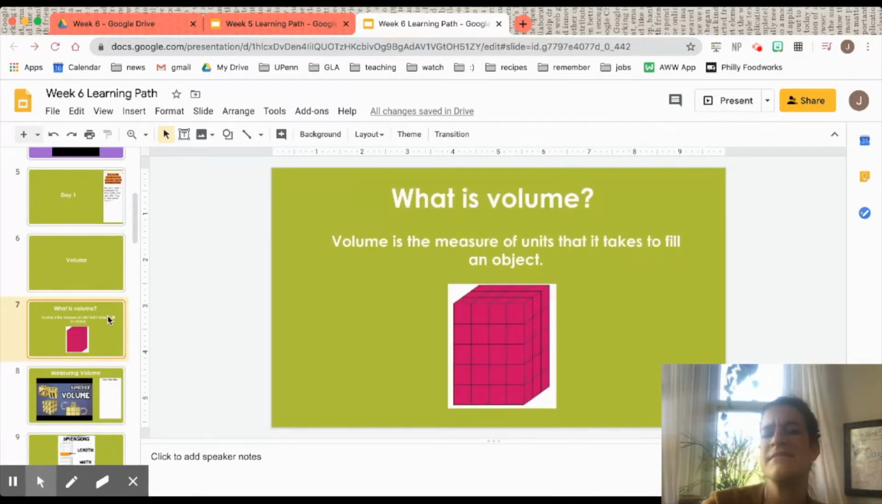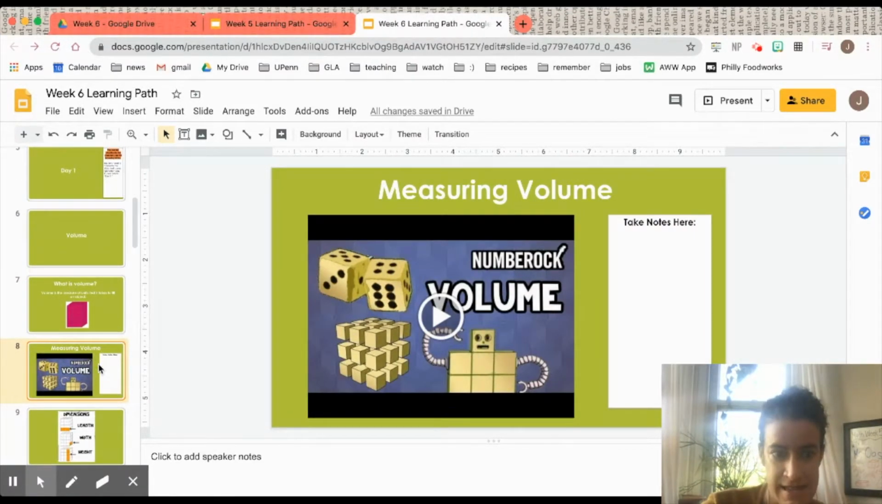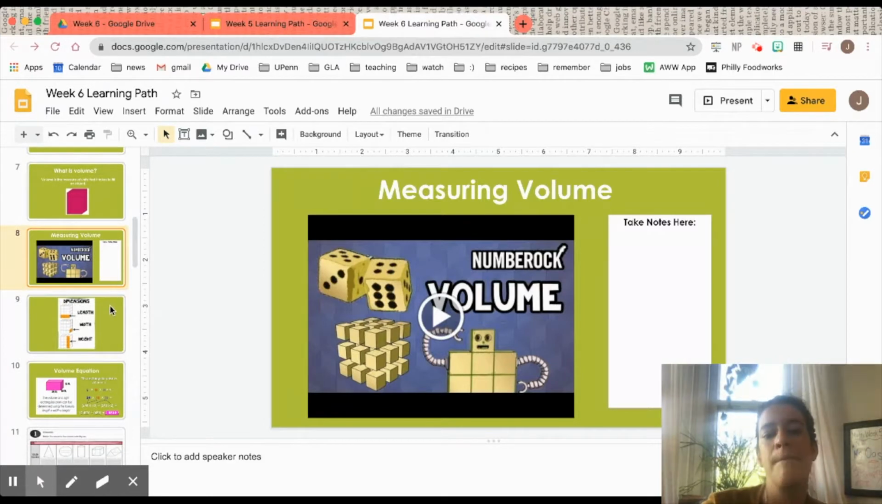Now, what is volume? Volume is the measure of units that it takes to fill an object. So any object that we can fill up has a volume, and we can measure that volume with lots of different kinds of units. You can see that this rectangular prism is measured with square block units. And when we measure the volume, we know exactly how much space that object can fill up inside of it. So I want you to pause this video and watch the video clip that's attached on slide 8, and then come back to this video.